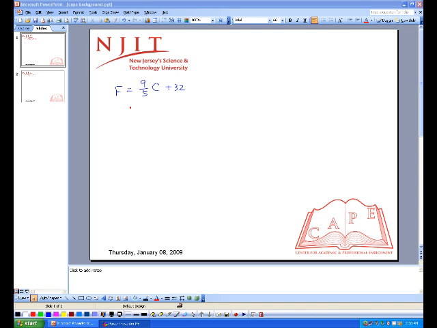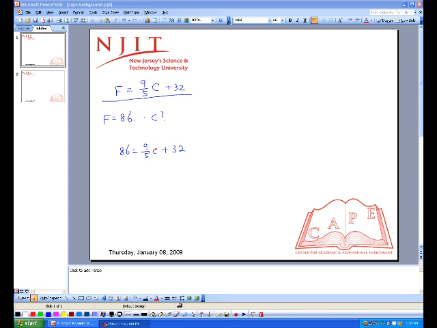Now, for example, let's say we know Fahrenheit is 86. Now we want to know what the Celsius degree is. If it's 86 degrees Fahrenheit, what is the Celsius degree? The first step is we plug the Fahrenheit into the equation. So we have 86 is equal to 9 over 5 C plus 32. So this just becomes an equation where we have to solve for C.